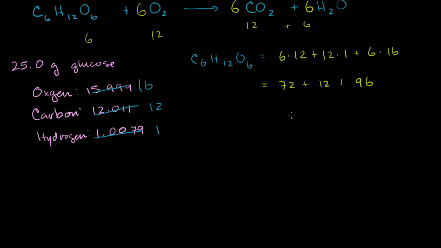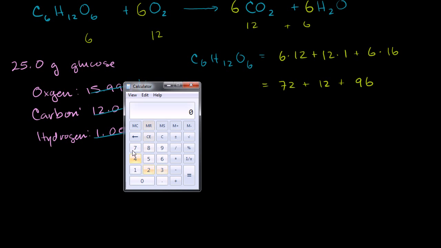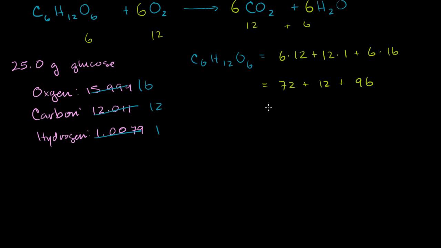It's 96. And I'll get the calculator out: 72 plus 12 plus 96 is equal to 180. So the atomic weight of glucose is equal to 180, which tells us that, let's start doing the problem. We have 25.0 grams of C6H12O6. We want to write this in terms of moles of glucose.